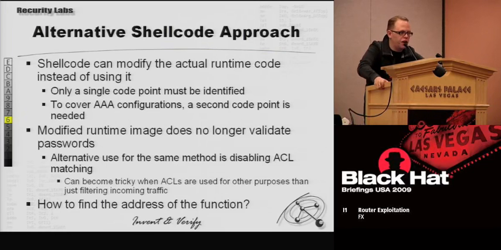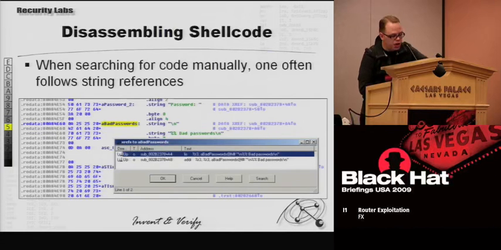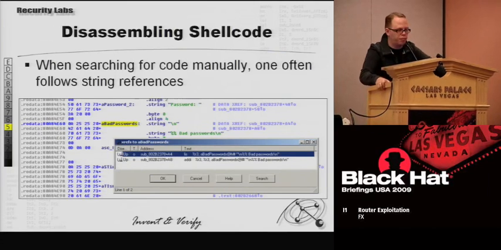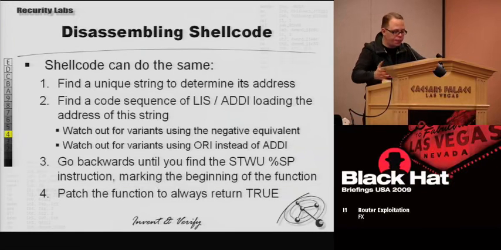And what you're going to modify is the function that says, is the password correct? How do you do that? Well, when you do that manually, you fire up IDA, and you look for the string "password wrong", and you cross-reference it to the code, and then you go to the code and say, okay, here's the password check. Well, you can actually do that in shellcode too.